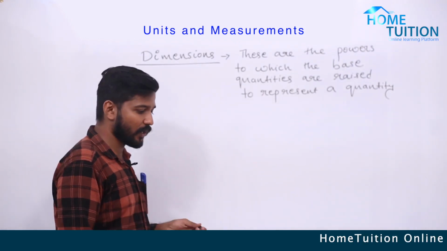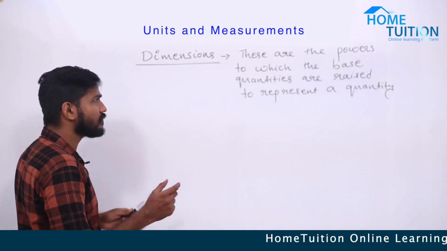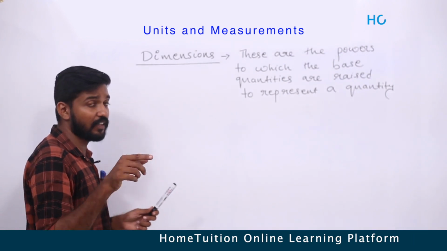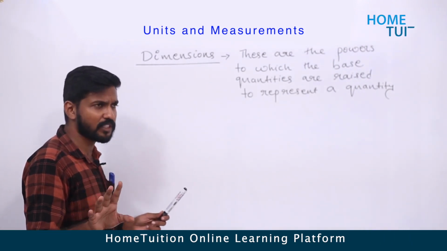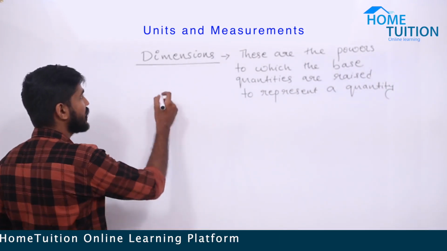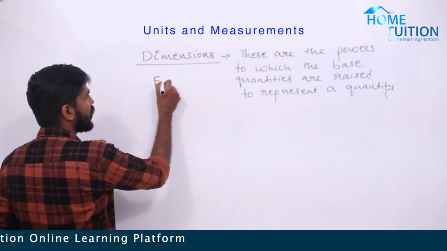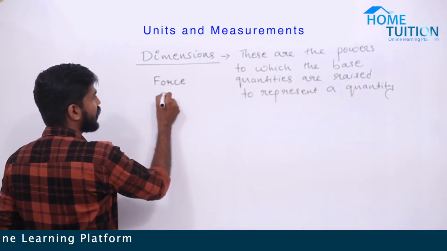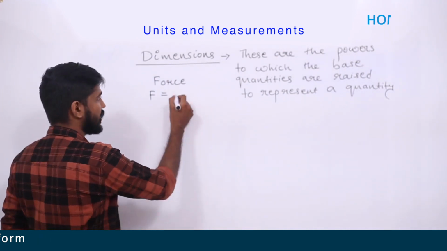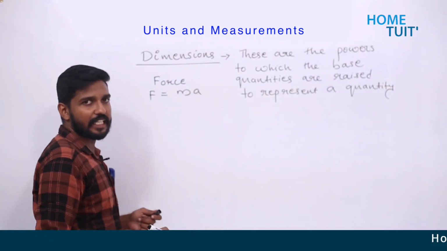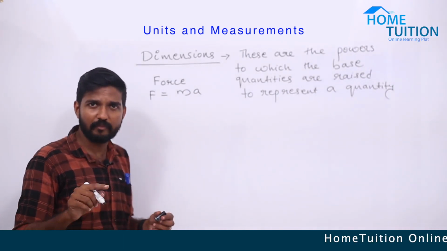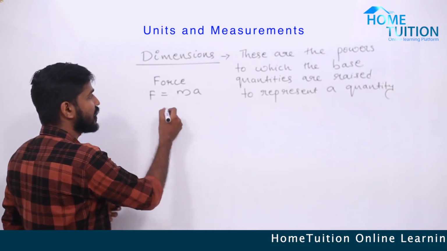I will show you an example. All of you know that force is a derived quantity, because we have learned the fundamental quantities. So force is obviously a derived quantity. So what is force actually? Force F equals m a, that is, mass into acceleration.